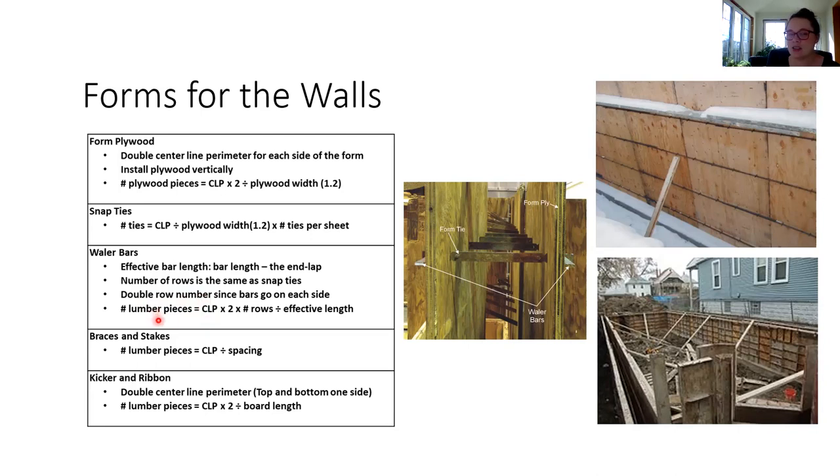So to calculate it, I say lumber pieces, it should say whaler bars. Number of whaler bars is going to be the perimeter doubled, because you're inside and outside, times how many rows you have. And then at the end, we're going to divide by how long our bars are.